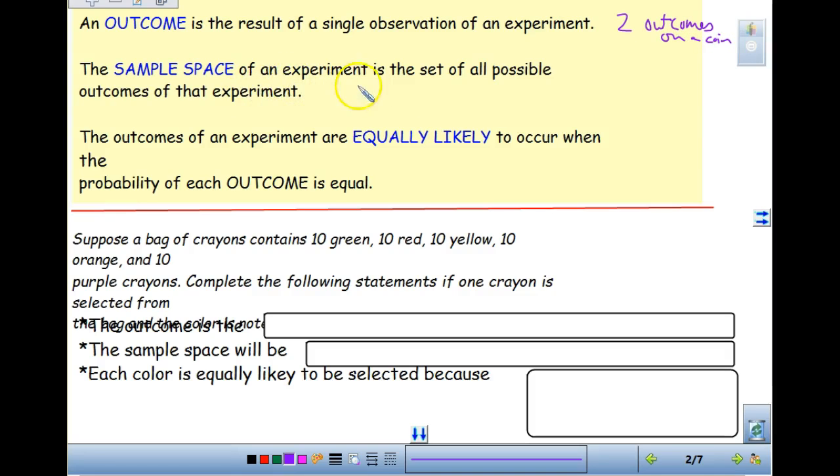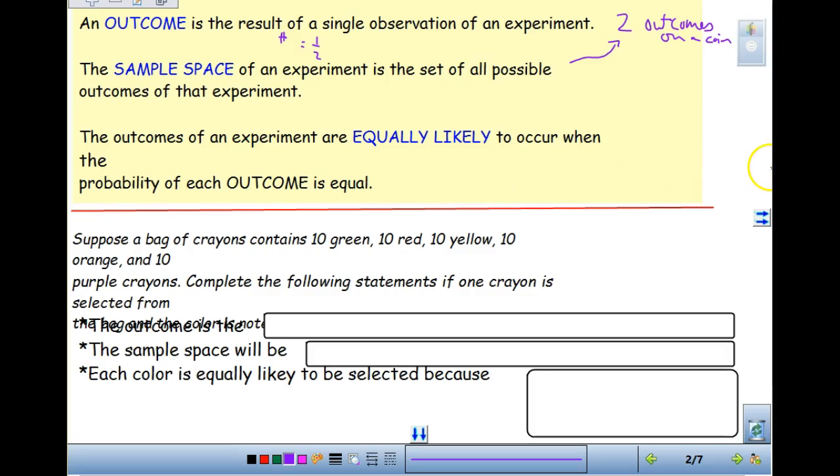A sample space of an experiment is the set of all possible outcomes for that experiment. So an outcome is the result of a single observation. We know we have two, that's our sample space in a coin. The outcome would be when we flip it, we get heads, which would give us 1 out of 2 times that happens. Outcomes of an experiment are equally likely to occur when the probability of the outcomes is equal.